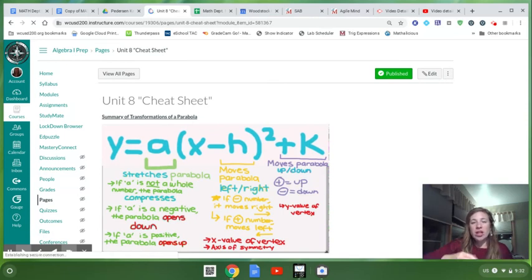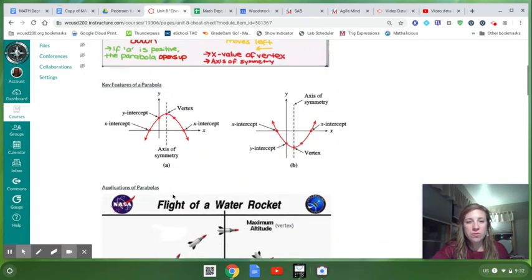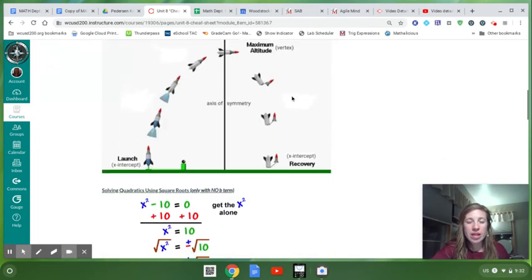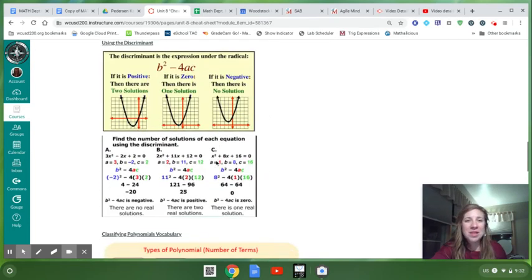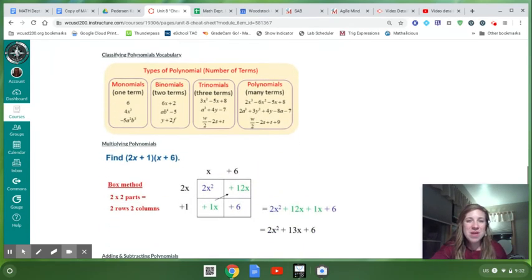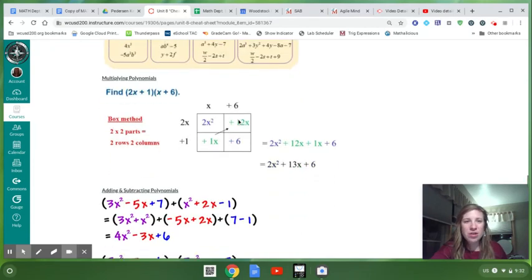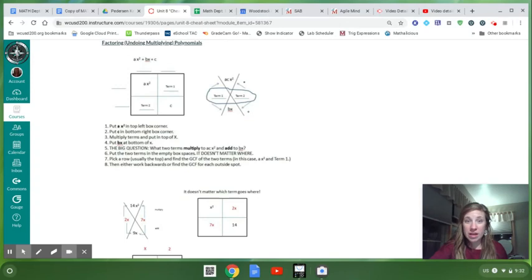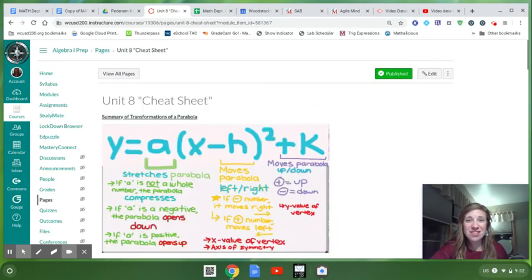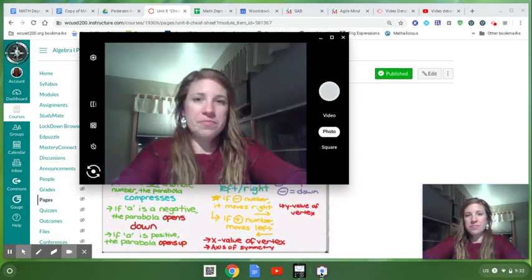We are going to be talking about a lot of this. I will talk about transformations, parts of a parabola. We're not going to do an application today, but we are going to solve by square roots, the quadratic formula, the discriminant. I will use some terminology that's up here. We will do some multiplying, combining like terms. It's all going to be in there. So refer to this cheat sheet. This is everything we have talked about so far. So without further ado, here we go.